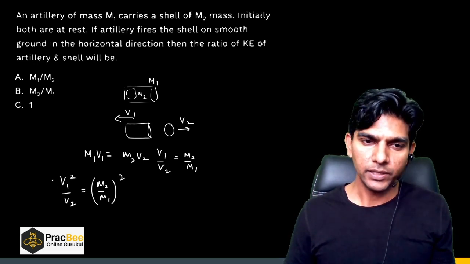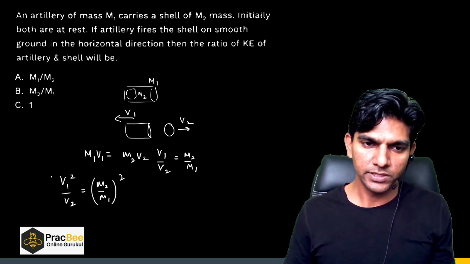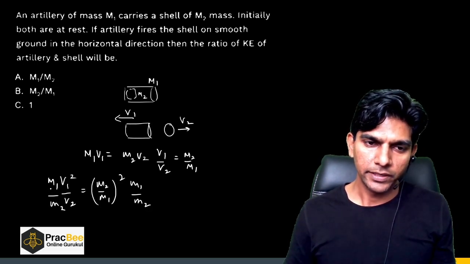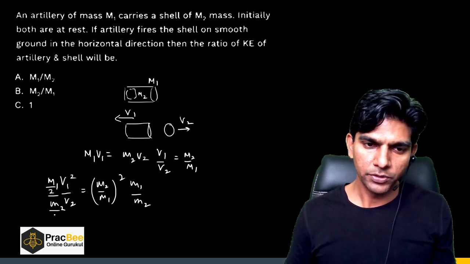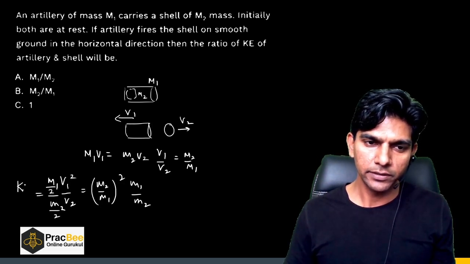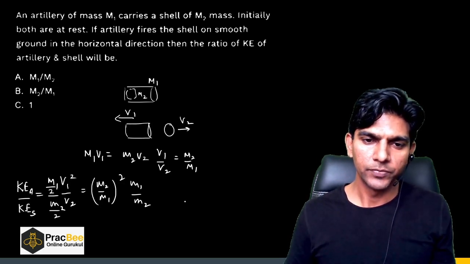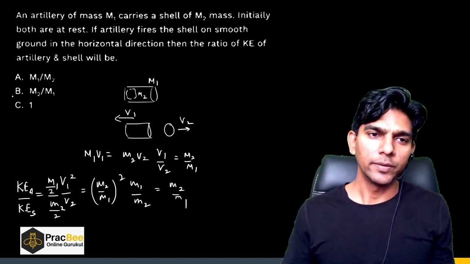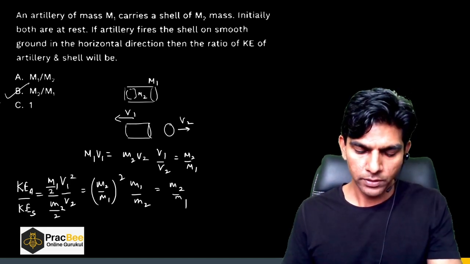Now if I multiply both sides by m1 and divide both sides by m2, right? If I divide numerator by 2 and denominator by 2, so this is nothing but the kinetic energy of the artillery and the kinetic energy of the shell. So this comes out to be m2 by m1. So m2 by m1 should be the answer of this question, right?